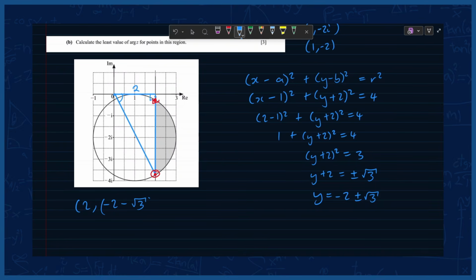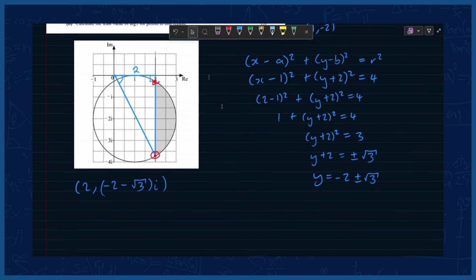And you can put i if you want to specify that that is the imaginary part of this point. And the reason why we want the coordinates is because if I know the coordinates of this point, then I can just find the length or the distance from the origin all the way up to this point, which is the hypotenuse of our triangle. And once I have the hypotenuse, I also have the 2 there. So I can use SOHCAHTOA to then find my argument.